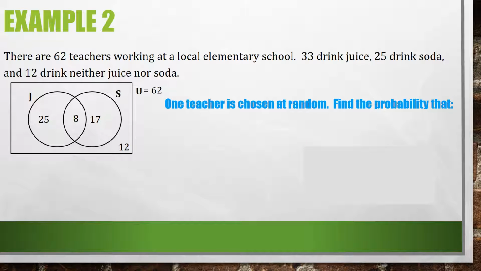Okay, so one teacher is chosen at random. Find the probability that if she is a juice drinker, she is also a soda drinker. Okay, so this is a conditional probability. And so based on this statement, we know that if she is a juice drinker, she is also a soda drinker. So this means that the soda drinker part is dependent upon the fact that she drinks juice.